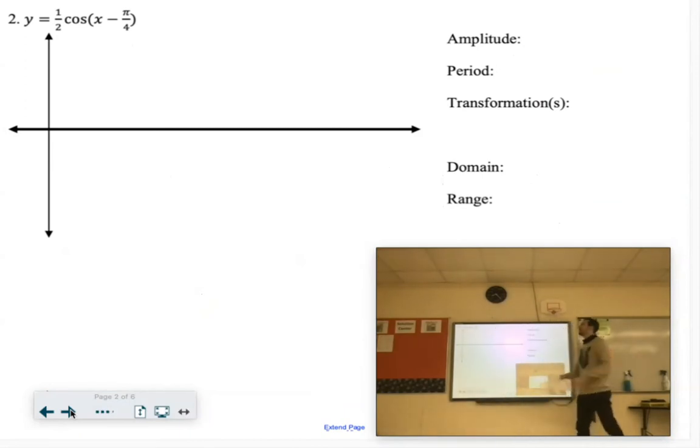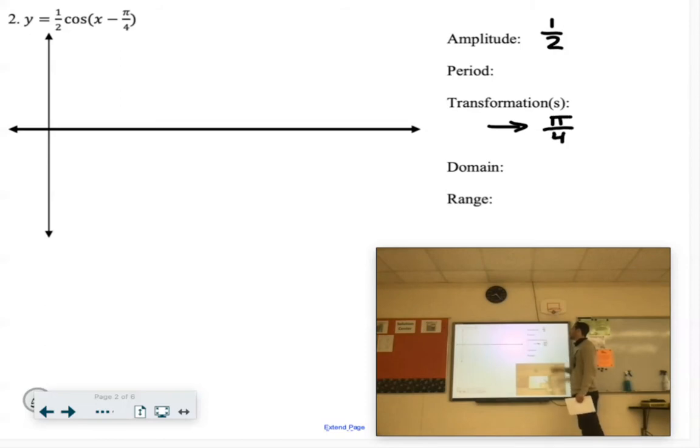Y equals 1/2 cosine x minus pi over 4. Now the 1/2 affects the amplitude, so our amplitude would be 1/2. So it's going to go up 1/2 and down 1/2 from the center line. The minus pi over 4, that's a horizontal translation. So we're going to shift right pi over 4. That's going to be like our starting area. Now the period, there was no change in the period here. So the period for cosine is going to be 2 pi.